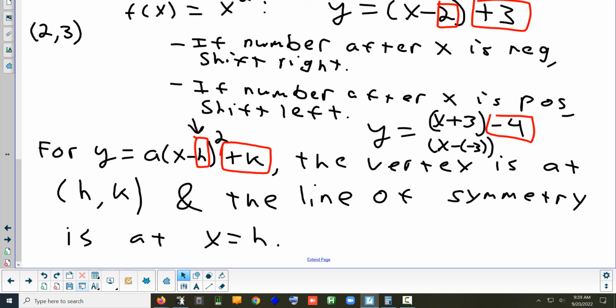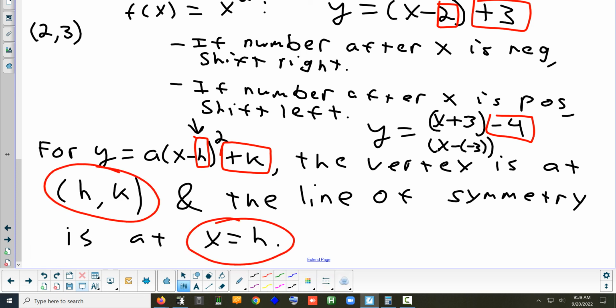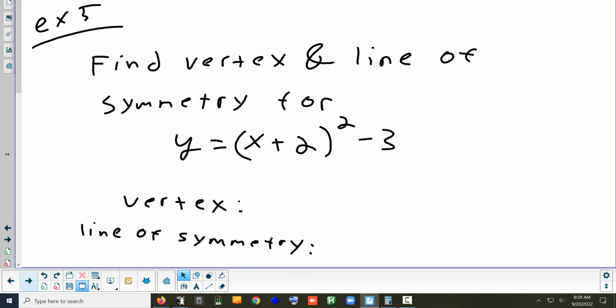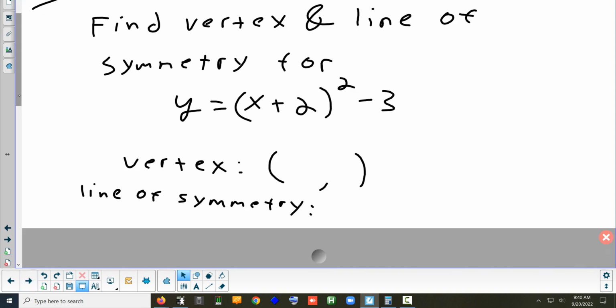So these are the two things that we can use to find the vertex and the line of symmetry. Let's try an example of that. Find the vertex and the line of symmetry. And we know the line of symmetry starts out x equals.